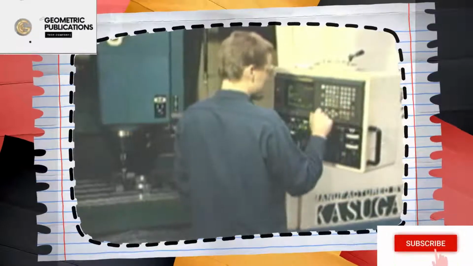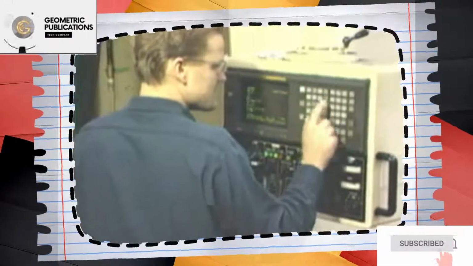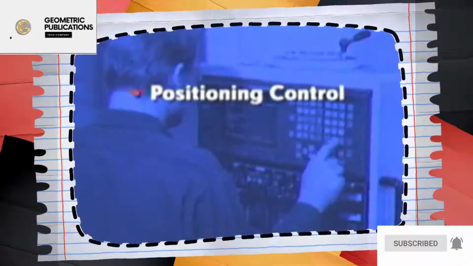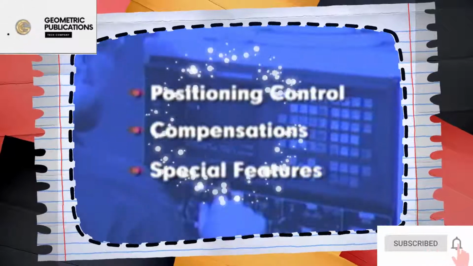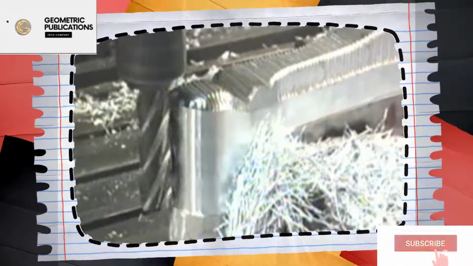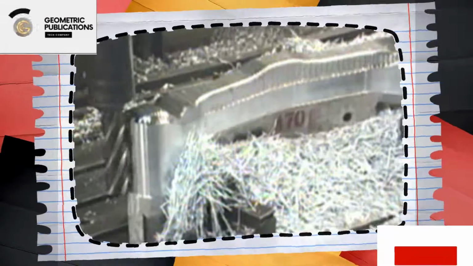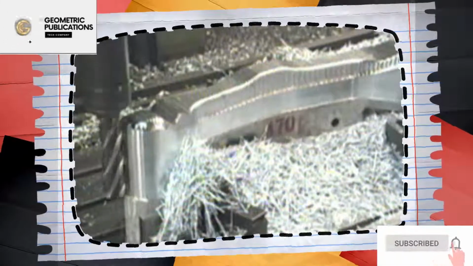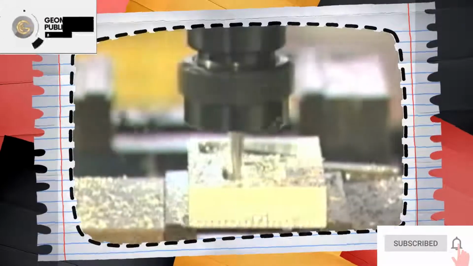To obtain optimum end results when programming a machining operation requires a familiarity with certain programmable command parameters, including positioning control, compensations, and special features. Positioning control is the ability to program cutting tool and machine slide movement to predetermined positions along two or more axes simultaneously. The two basic types of positioning control are point-to-point positioning and contouring.